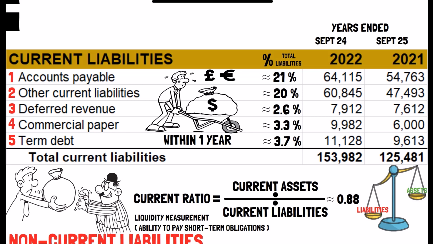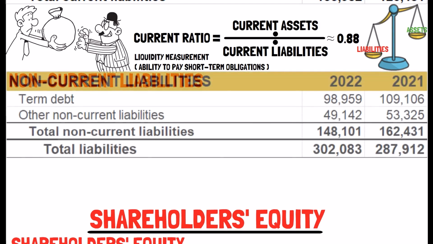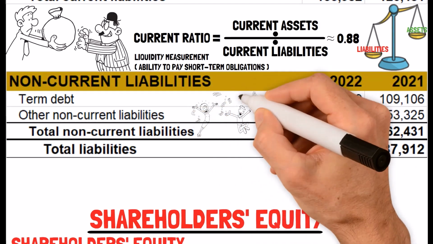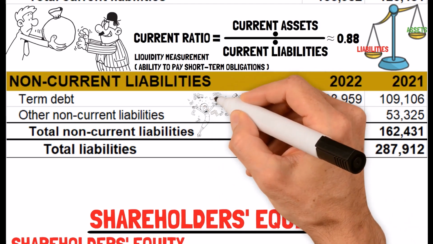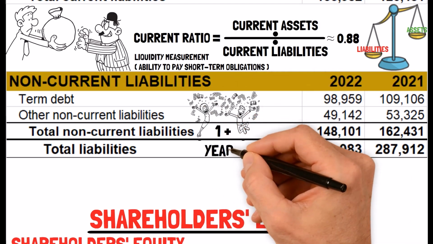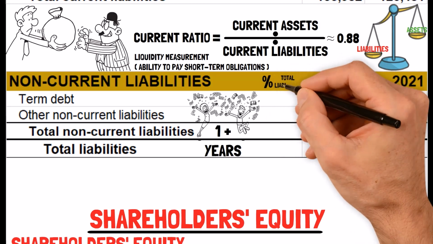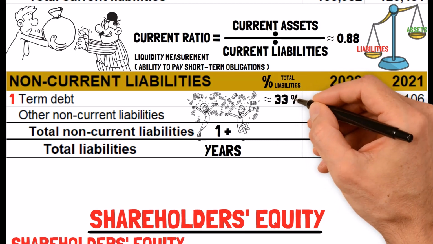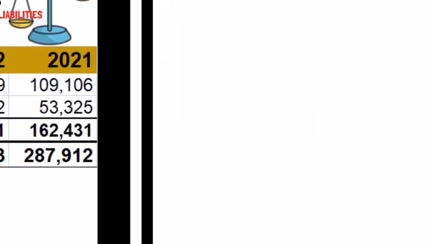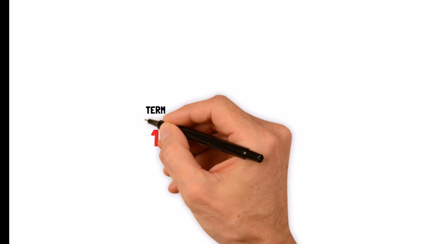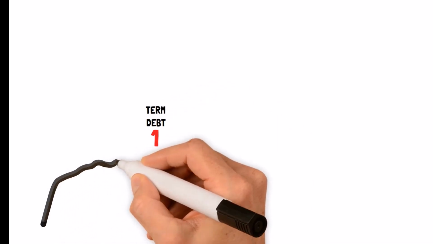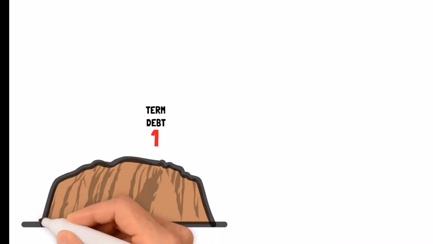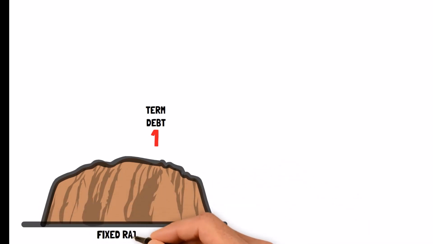The second part of the right balance sheet column is non-current liabilities. They represent liabilities or obligations that don't have to be repaid until after at least 1 year. The first row in the non-current liabilities, term debt, accounts for 33% of the total liabilities in the business. Term debt can have both floating and fixed rates. However, for Apple, the total sum of long-term debt only consists of fixed rate.